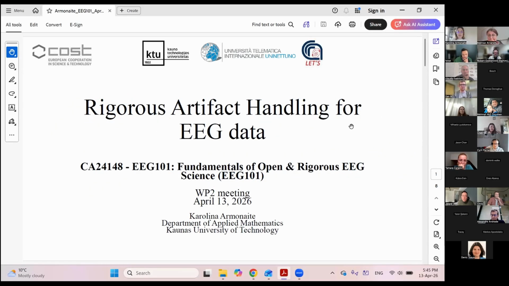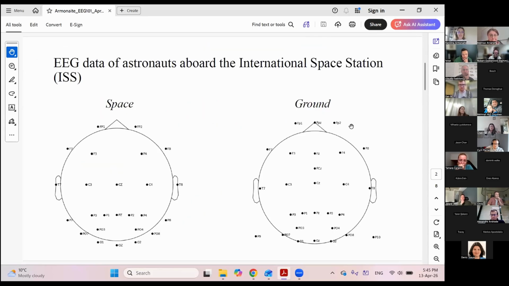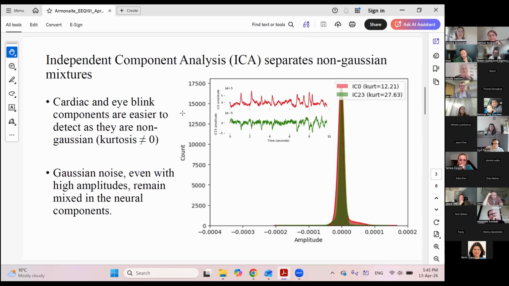Okay, good. So today I would like to share my recent problem on EEG data analysis and artifact handling. We have quite interesting data: EEG recordings from astronauts aboard the International Space Station. We have 3 astronauts and 7 trials, and then we have a ground condition. Initially, we reject the artifacts with independent component analysis.